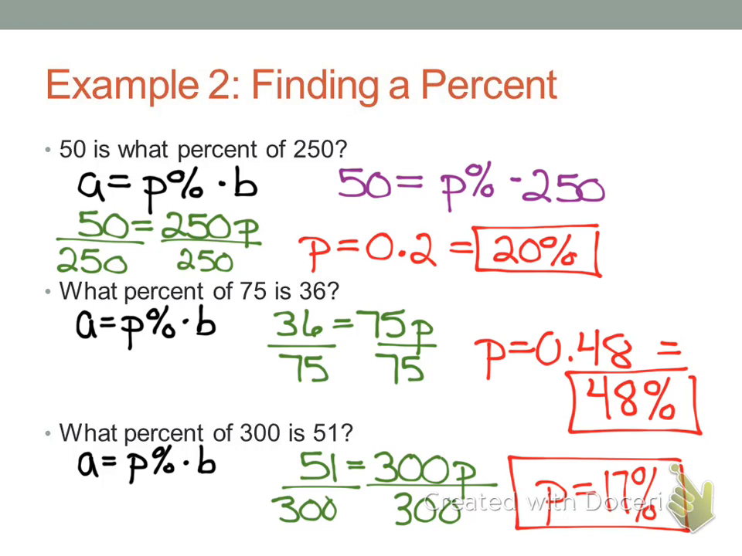Now, if you said P equals 0.17 in your answer, you're going to get half credit. You're not going to get full credit for that, because on your quiz you get no credit. But on your test you would get half credit, because that's not a percentage in your answer. Make sure your answer is a percentage.